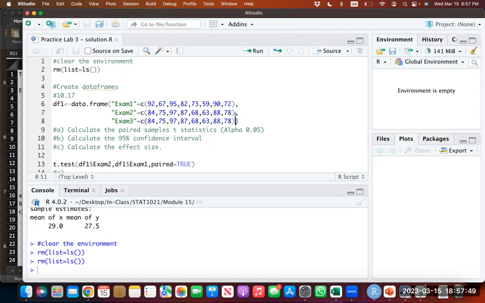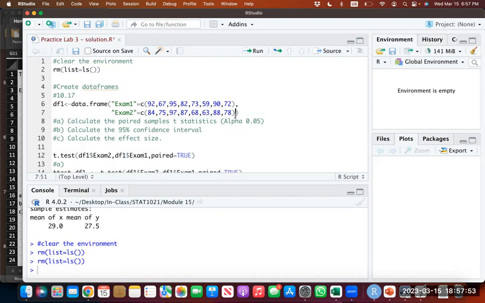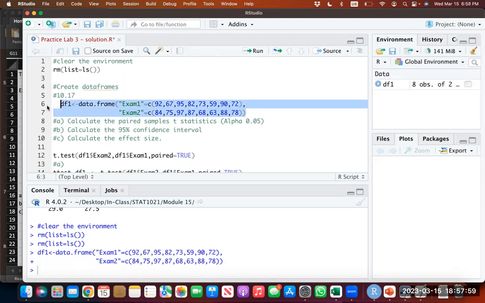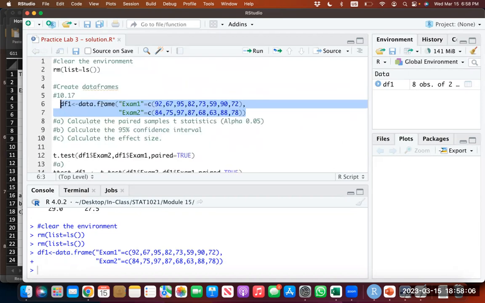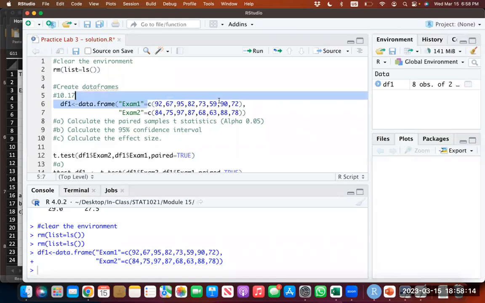Your line should actually look like this. Lines 6 and 7 create a data frame. So the data frame command, df1 equals data.frame, basically creates a data frame with two variables, exam1 and exam2. The c here, that's concatenate, is basically just giving you a list of numbers.